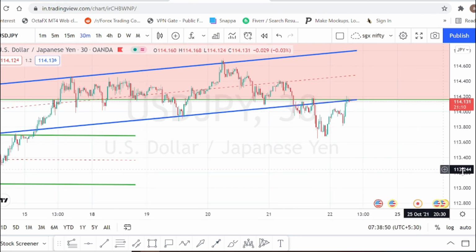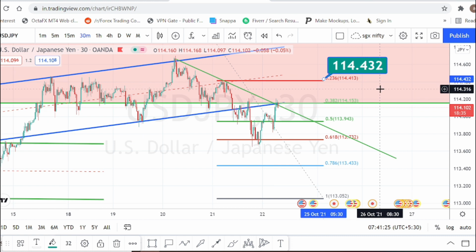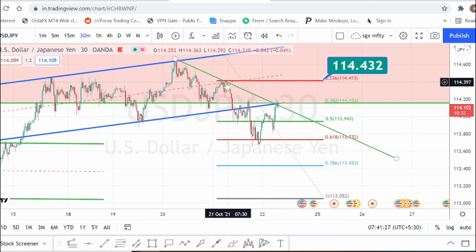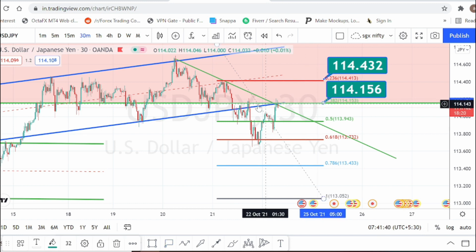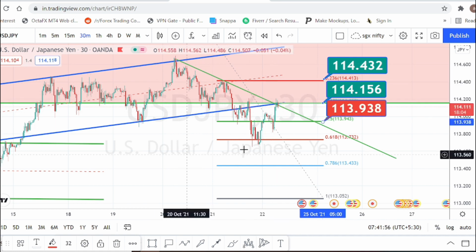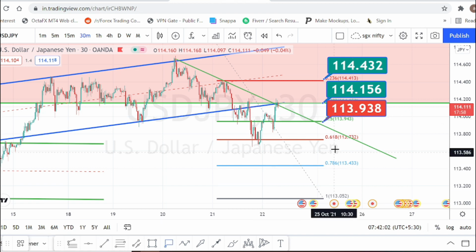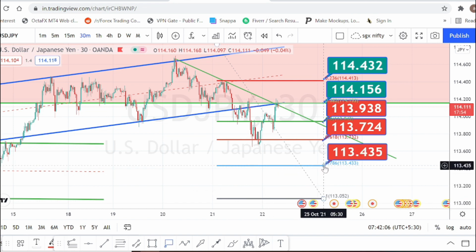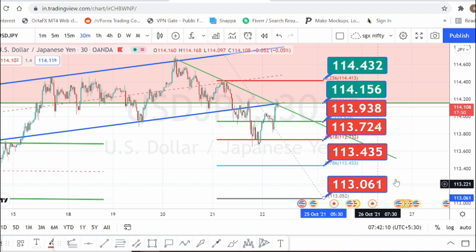Let us analyze the trading ranges. The resistance on the upside is going to be here, the previous high, and the next resistance is going to be the resistance area from the daily time frame, and also the present dynamic resistance from the 30 minutes time frame. Support is going to be this line here, this point here. Next support is going to be this line here, and next support is going to be over here, and the bottommost support is going to be over here.